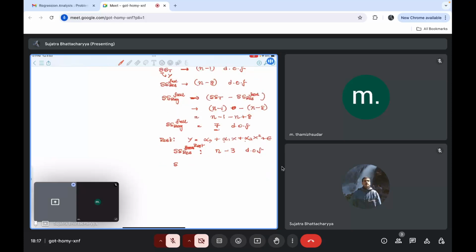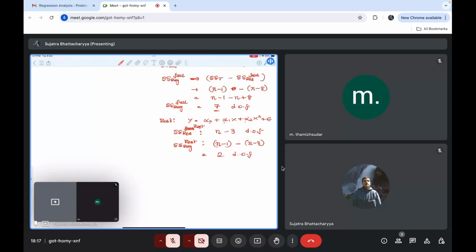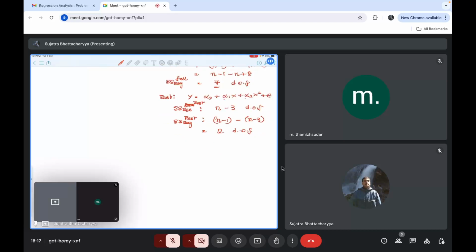All right. Then what is SS regression? The degrees of freedom of SS regression for the restricted part? It will be SS total, n minus 1 degrees of freedom, minus the SS residual of the restricted part. So this gives you 3 minus 1, which is 2. So 2 degrees of freedom for the SS regression restricted model. Fine. Now the degrees of freedom is calculated. You can just put it like this.